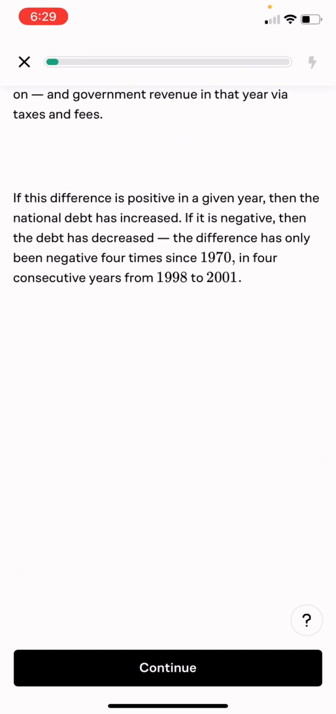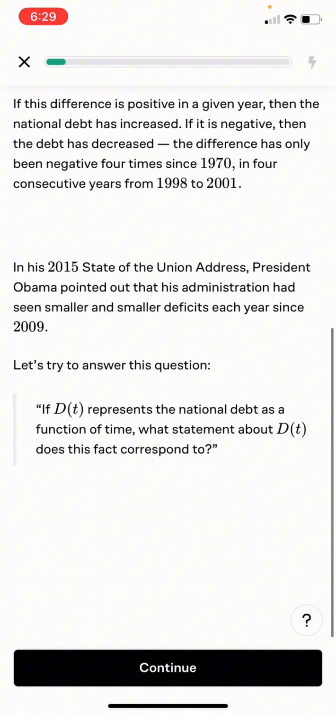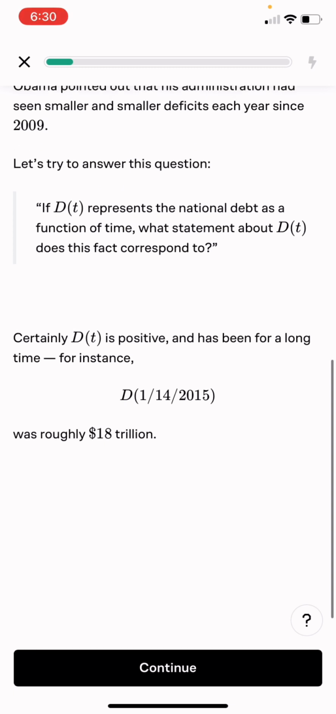The difference has only been negative 4 times since 1970, and 4 consecutive years from 1991 to 1998. In his 2015 State of the Union address, President Obama pointed out that his administration had seen smaller and smaller deficits each year since 2009. Let's try to answer this question. If D(t) represents the national debt as a function of time, what statement about D(t) does this fact correspond to?